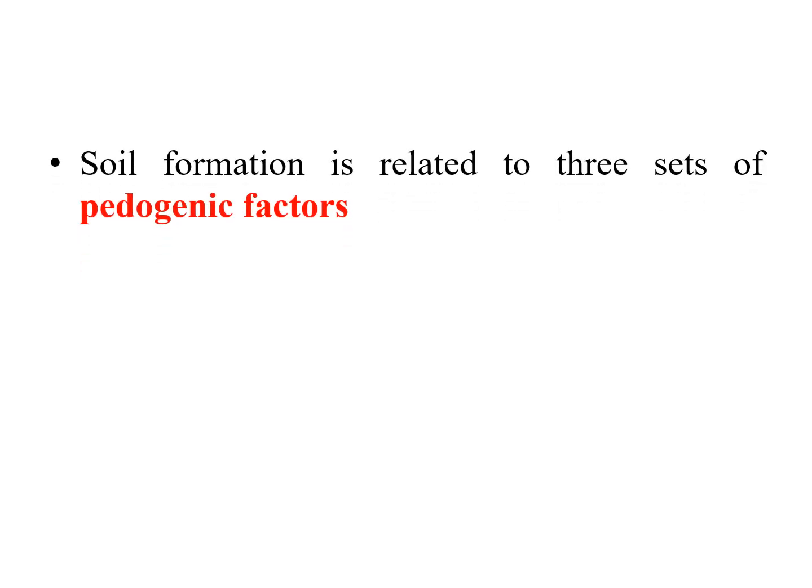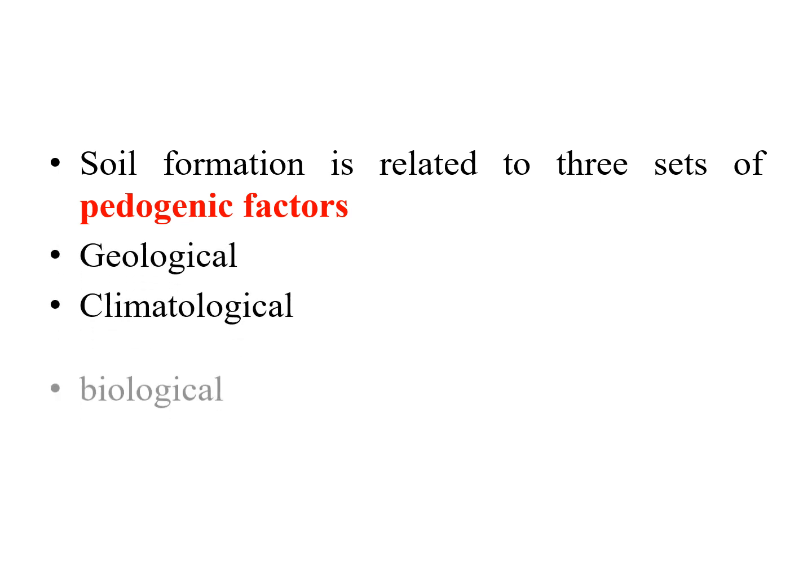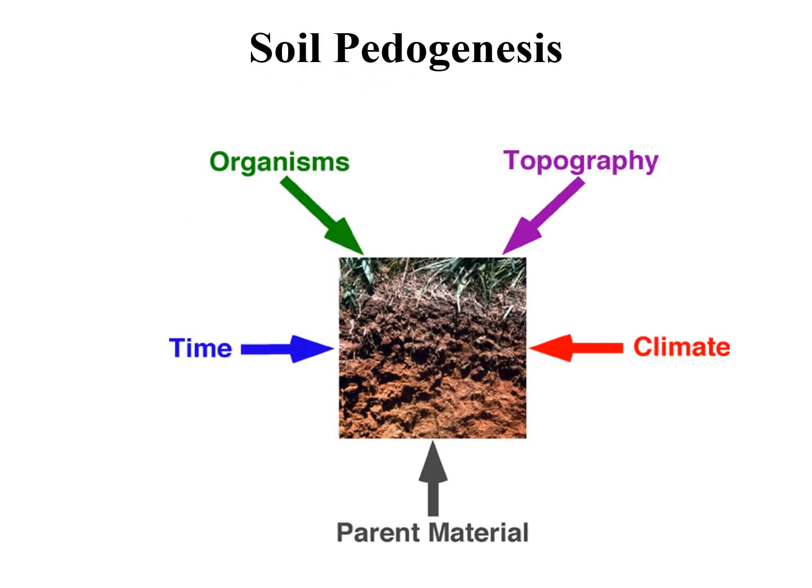So soil formation is related to three sets of pedogenic factors. Sometimes they may ask, what are these pedogenic factors? Pedogenic means related to soil formation and soil studies. They are geological, climatological, and biological. These three sets of factors are called pedogenic factors. Through this picture, you'll get an idea. In order to form a soil, you need all these factors mandatorily.